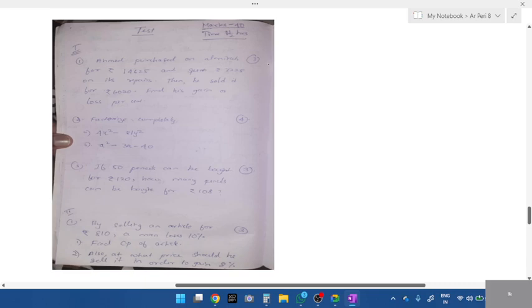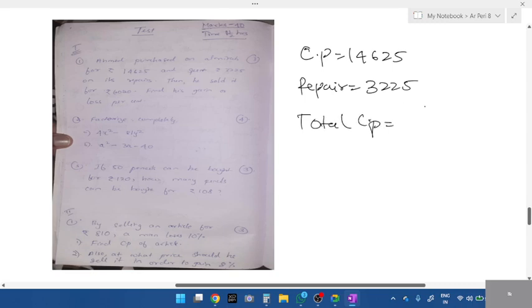Look at the first question. Ahmed purchased an Almera. Cost price is equal to 14,625. And how much did he spend, students, for repair? For repair he spent 25. So total cost price is equal to, add both. When you add both, what do you get? 17,850 is the total cost price. How much did he sell it for? 6020. Is it loss or profit?